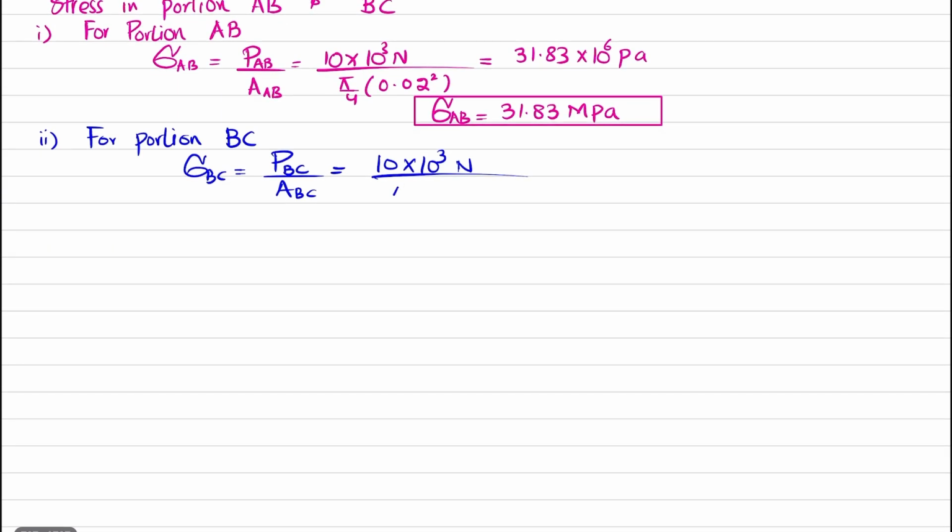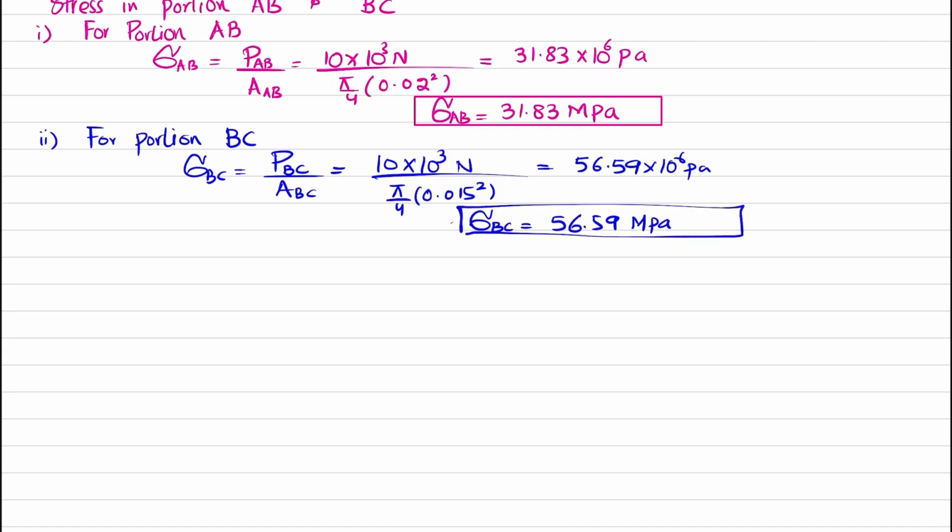So area is pi by 4 d square. So pi by 4 into 0.015 square. So when you solve this, you will get stress will be 56.59 into 10 to the power 6 Pascal. And in megapascal, this stress in portion BC will be equal to 56.59 megapascal.